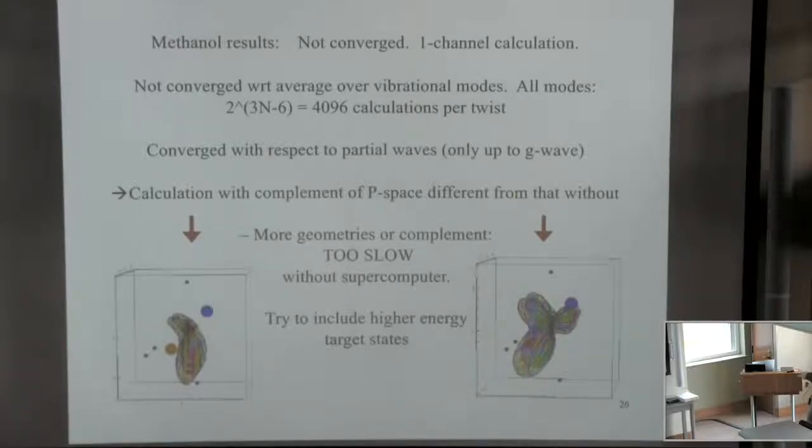So in the future, because I can do P-space without a supercomputer, I just want to probably add a couple more target states such that I hopefully get closer to this result of the complement.